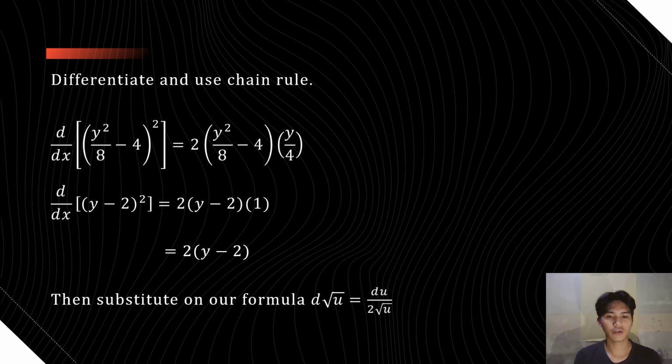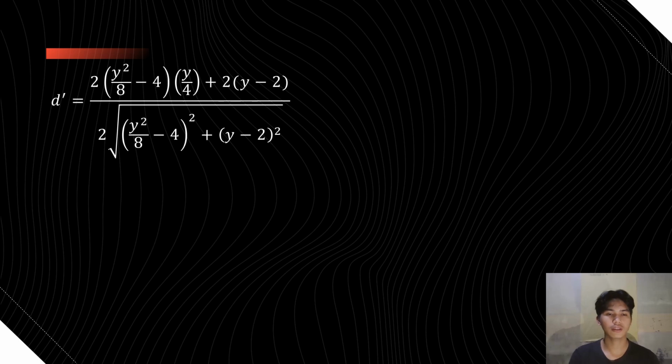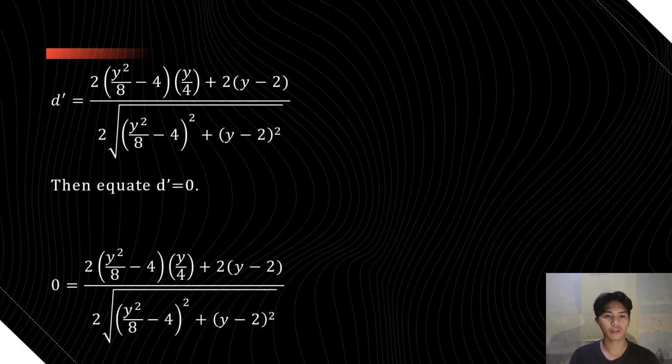Then we substitute in our formula, the derivative of the square root of u is equal to du over 2 square root of u. So let's substitute the derivatives of y and x in this formula. So d prime is equal to 2 times (y squared over 8 minus 4) times y over 4 plus 2 times (y minus 2), over 2 square root of (y squared over 8 minus 4) raised to 2 plus (y minus 2) raised to 2. Then we equate the d prime to 0. By equating the d prime to 0, we will cross multiply the function.